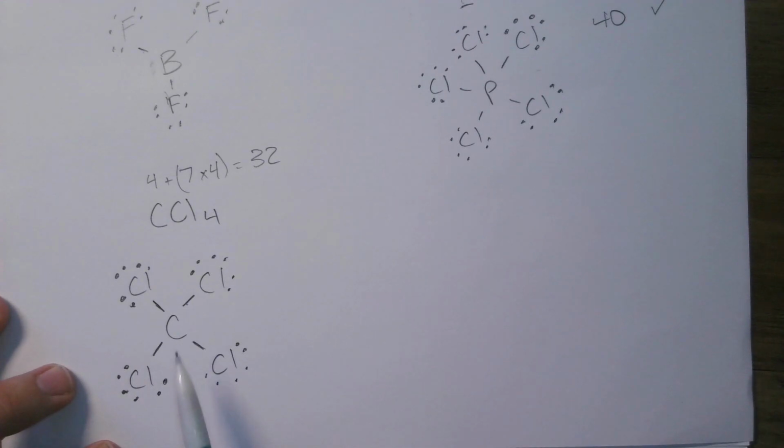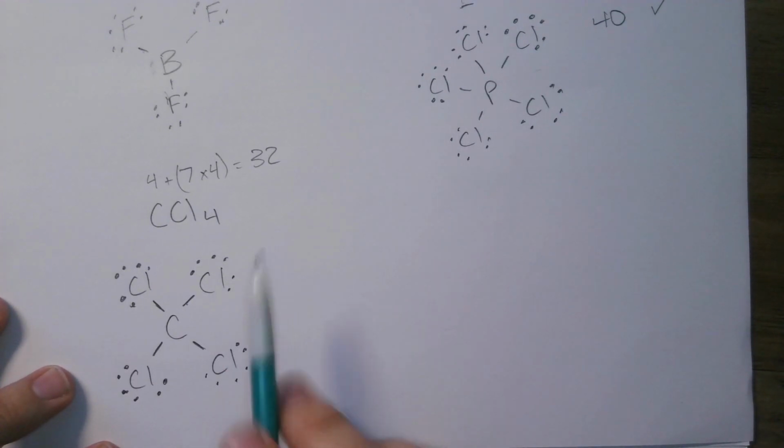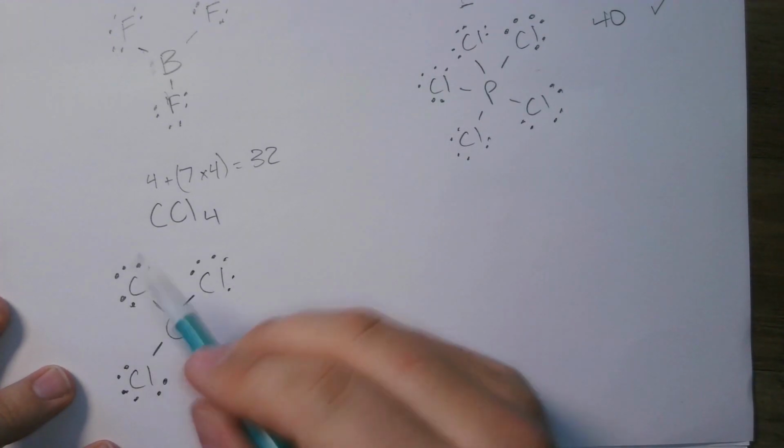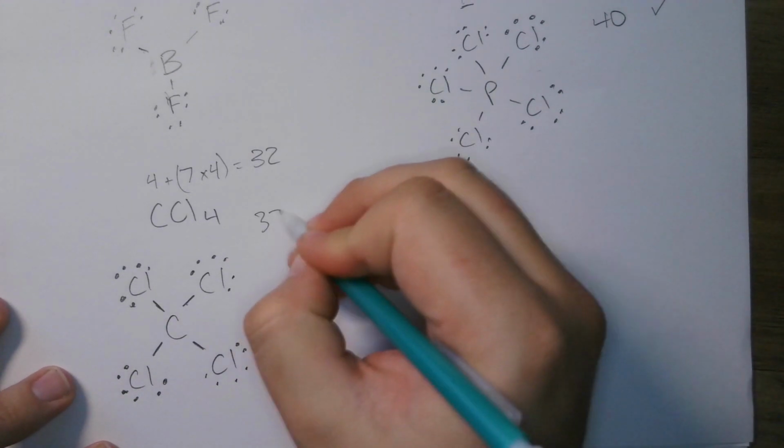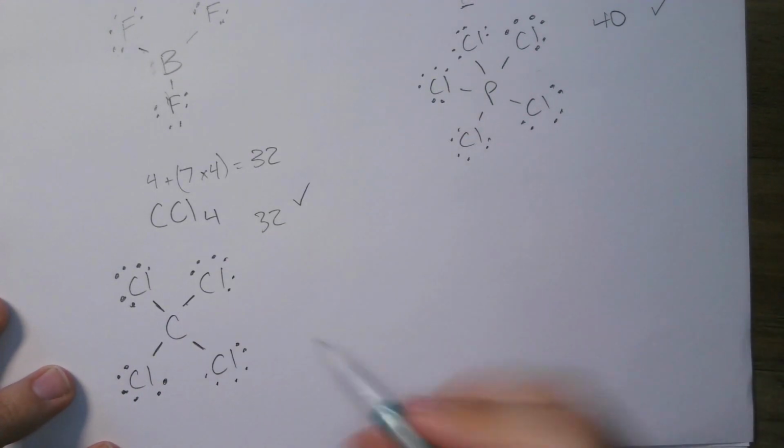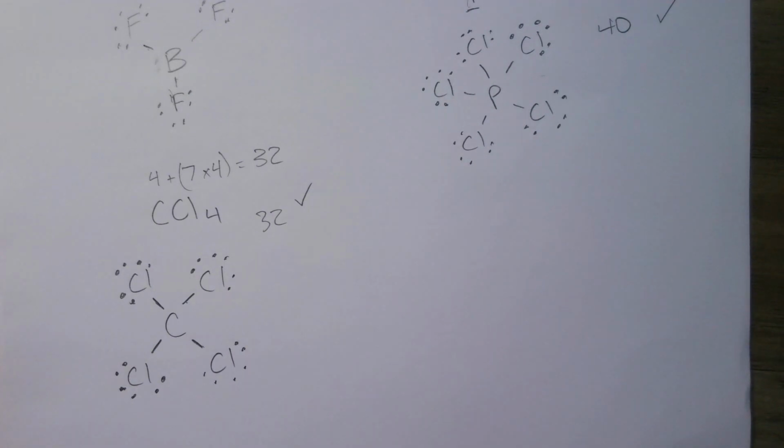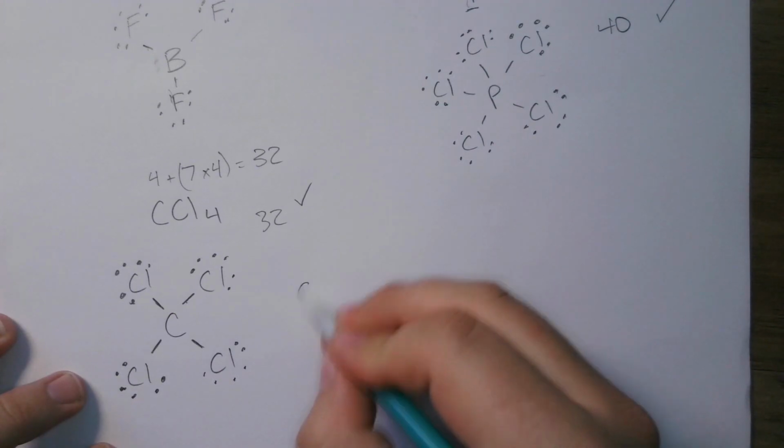All right, so let me check my electrons, make sure my drawing's good. I don't need to make any extra bonds. I have 32. 8 times 4. So my drawing's good. Now we're going to think, is this thing polar or not? I have 4 CCl bonds here.